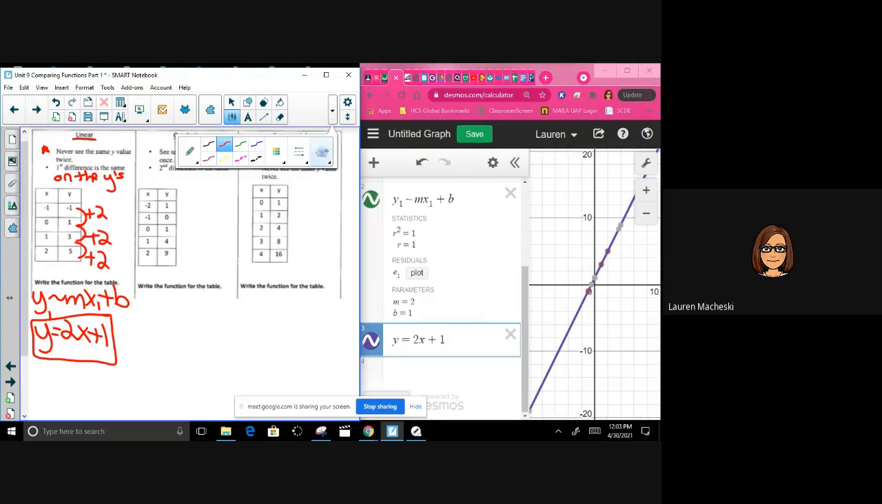All right, let's go ahead and look at the quadratic. So quadratic, when you're given a quadratic table, you're going to see the same y more than once. This time, the second difference is going to be the same on the y's.